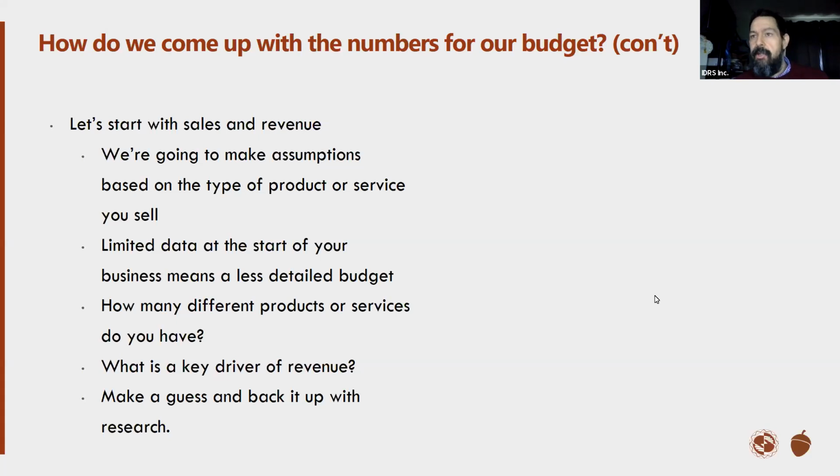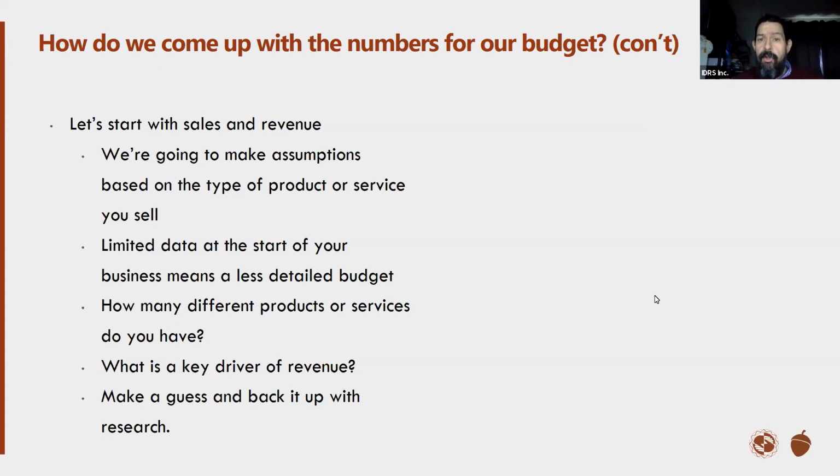I'm just using the term sales and revenue. They're kind of interchangeable, and really all that is income. It's just income to your business. It's the gross income, all the money that's coming in. Okay, so if we're looking back at the business context, now what we're going to do is make assumptions based on the type of product or service you sell.